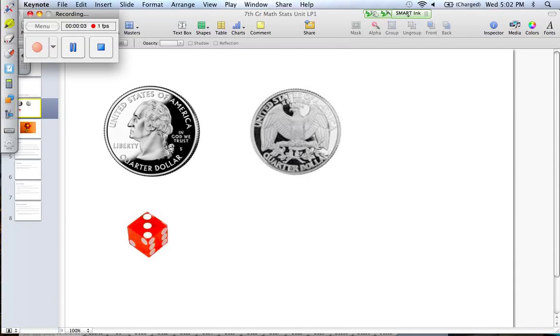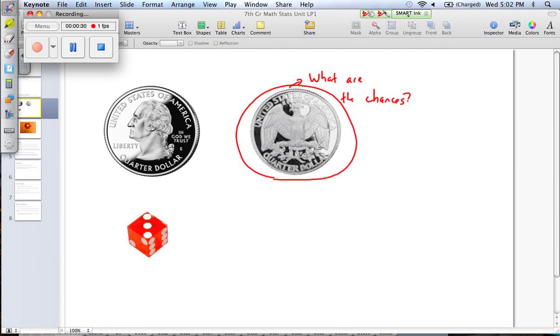Here I have a bright, shiny new quarter. George Washington's face on one side, the bald eagle on the other side. The referee who flips the quarter at the beginning of every NFL game. What are the chances that he flips the coin and it lands on tails? You think you know? Think about why it is that way. Why you got the answer, how you got that answer.